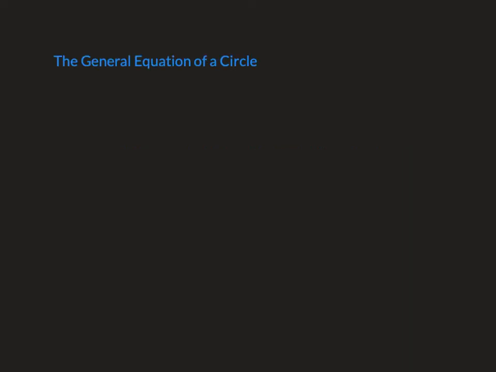So the first thing that you need to have in your back pocket is the general equation of a circle, and you need to be familiar with how to manipulate that. So the general equation is (x minus h) squared plus (y minus k) squared, those are quantities in parentheses, and then that equals r squared.